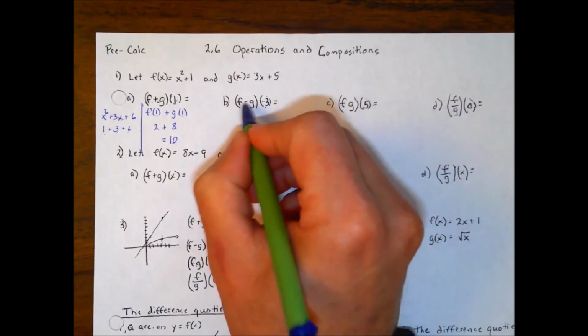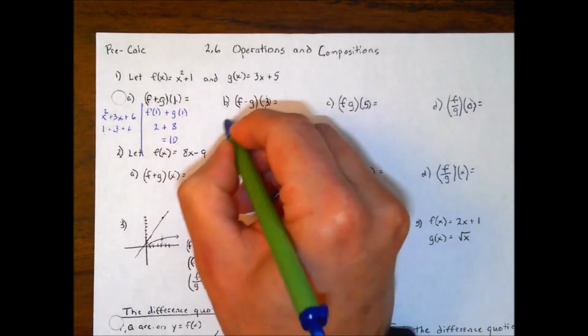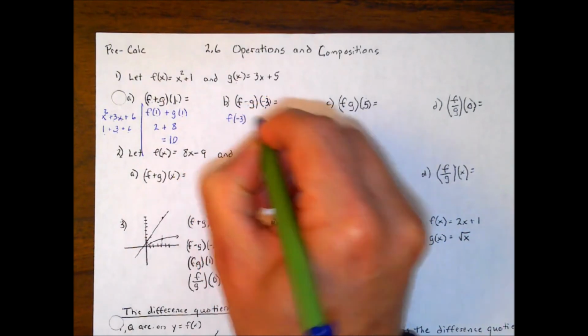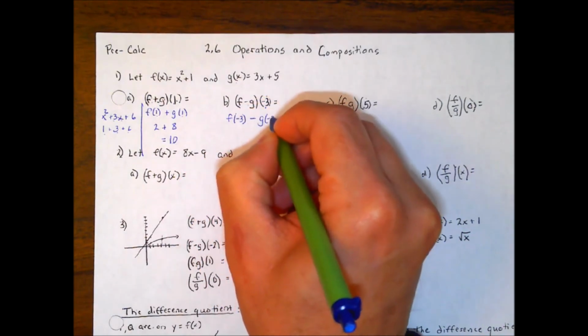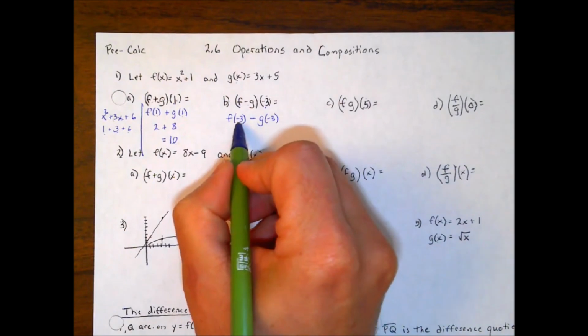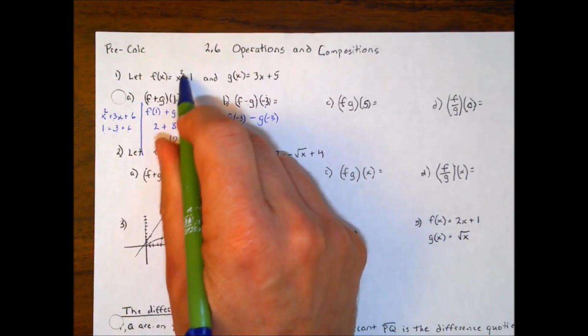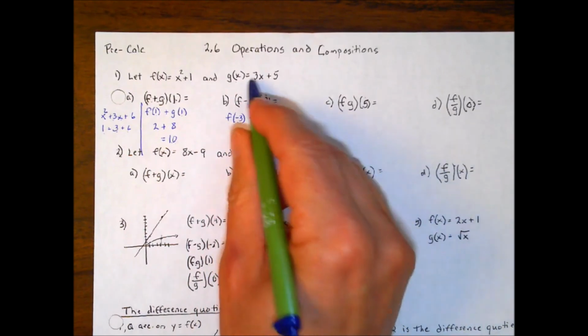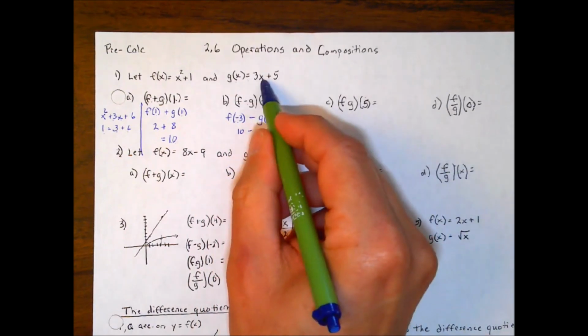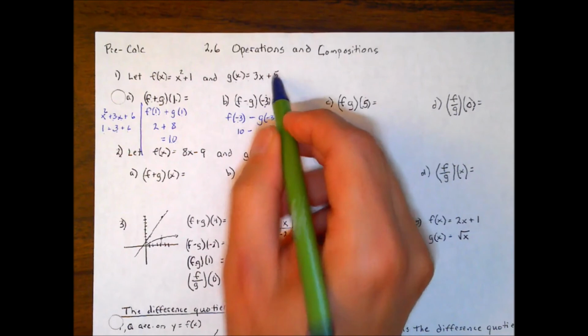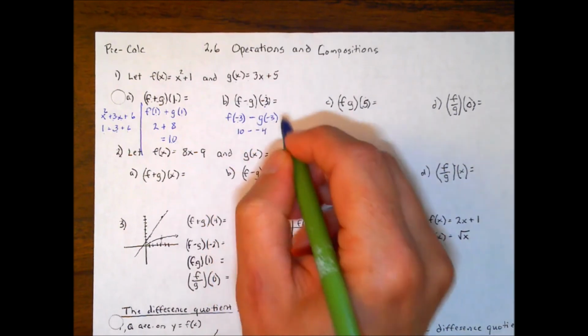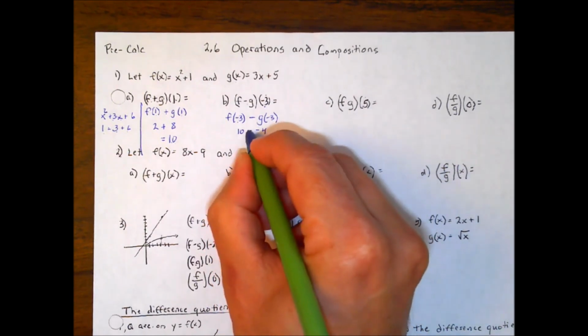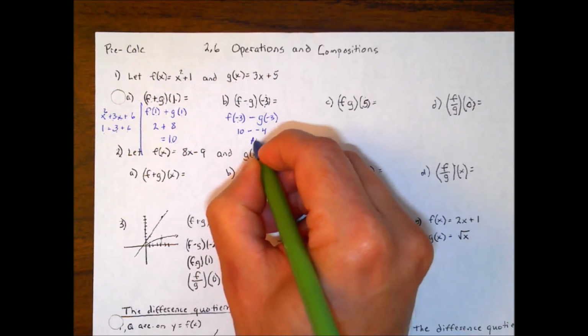So f minus g of x, so f of negative 3, we're going to subtract the g of negative 3 then. F of negative 3, we plug it in. Negative 3 squared is 9, plus 1 is 10. G of negative 3, negative 9 plus 5 is negative 4. And subtract those, you get answer of 14.